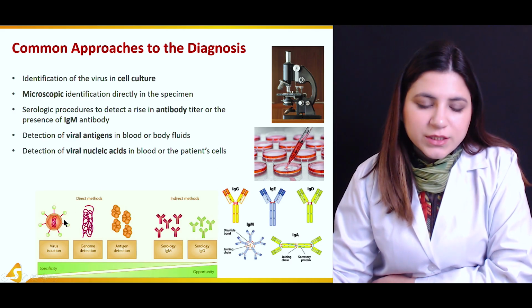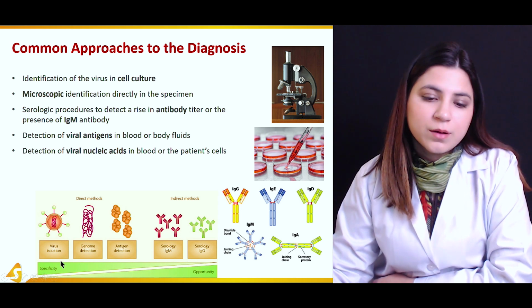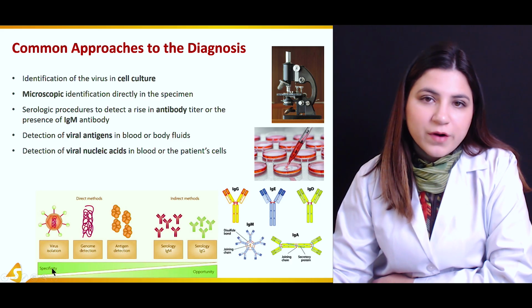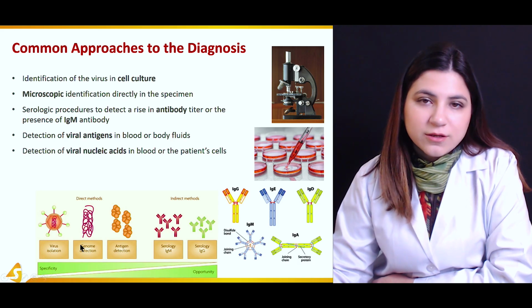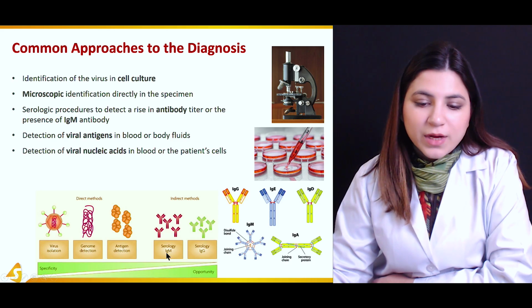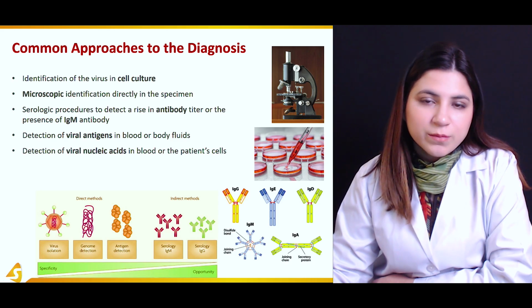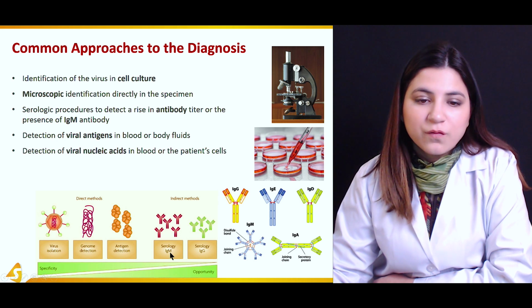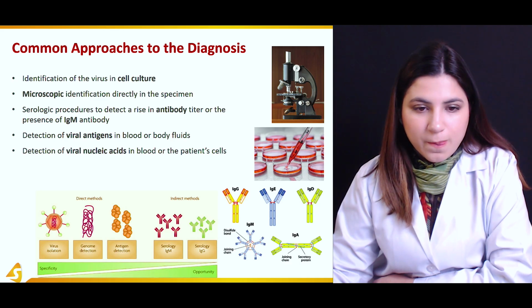As explained here, you can see that there are certain specific approaches which are direct methods, which include the virus isolation. This can be done in cell culture. Then we have the virus nucleic acid detection and the viral antigen detection. And then there are indirect methods, which are usually serological methods that help us identify the presence of IgM and IgG antibodies inside the patient's blood or body fluids. And we can identify these antibodies there and thus identify the type of infection which might be present.